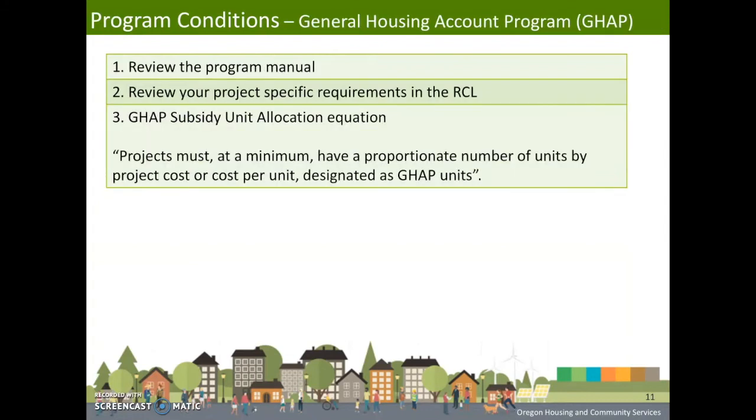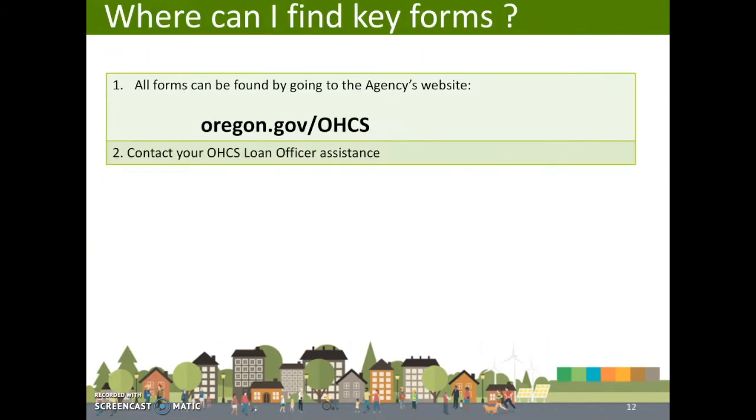In covering the General Housing Account Program, or GHAP, review the program's manual as it relates to your project and review any program-specific requirements for your project in the reservation conditions letter. One specific item of note is to be aware of the Subsidy Unit Allocation equation in the GHAP manual. This equation factors the number of units in your project that must be tied to the restrictive conditions required under GHAP.